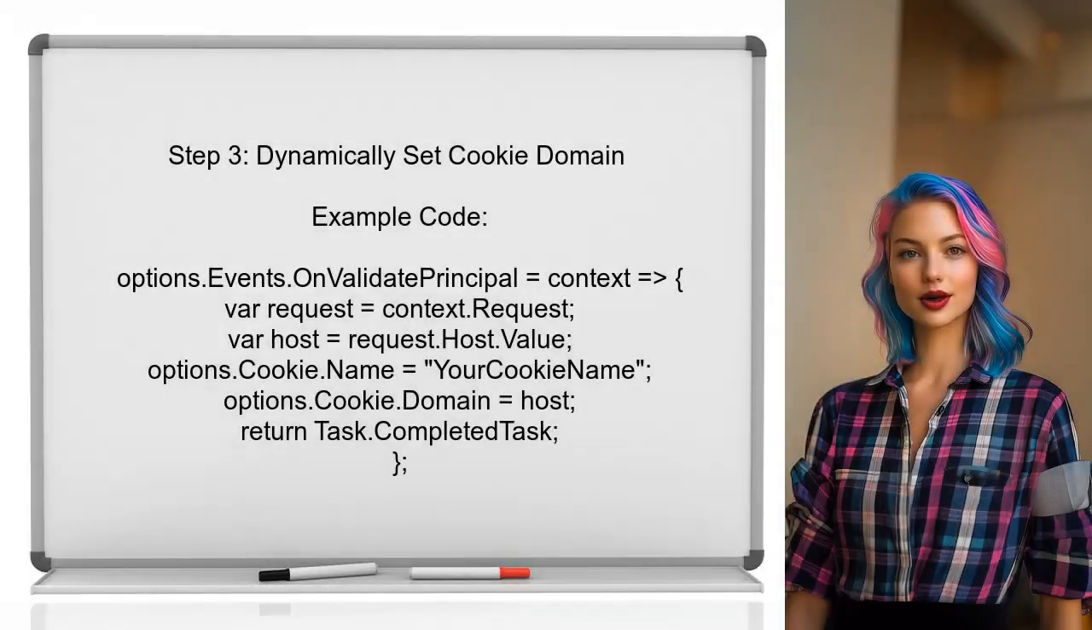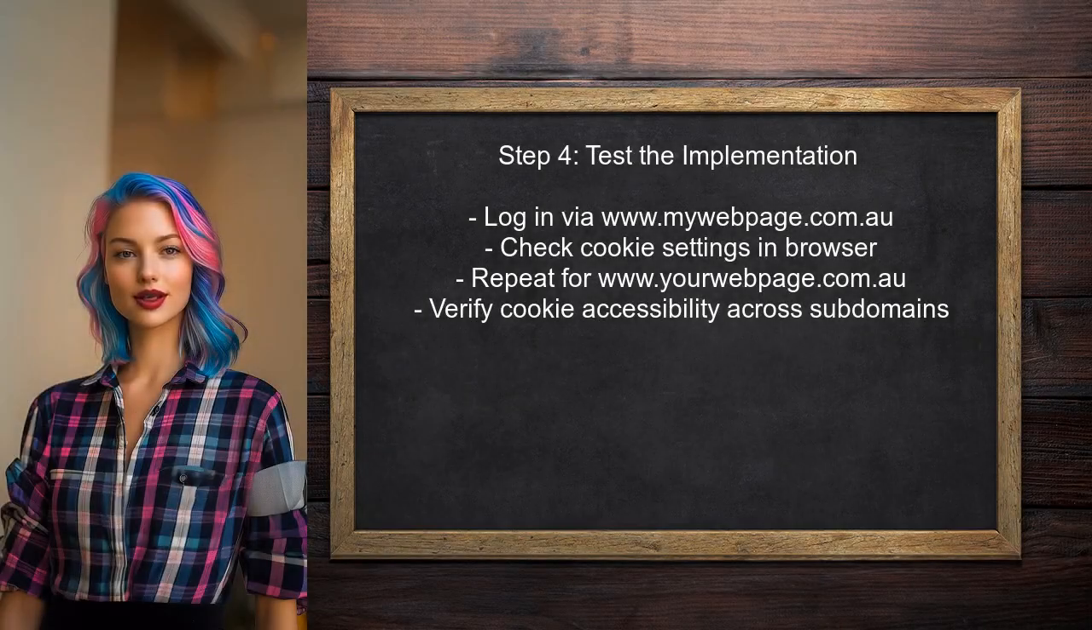Now the user needs to implement a method to dynamically set the cookie domain. This can be done by accessing the request's host during the login process. Finally, the user should test the implementation by logging in through different subdomains and verifying that the cookie is accessible across them.